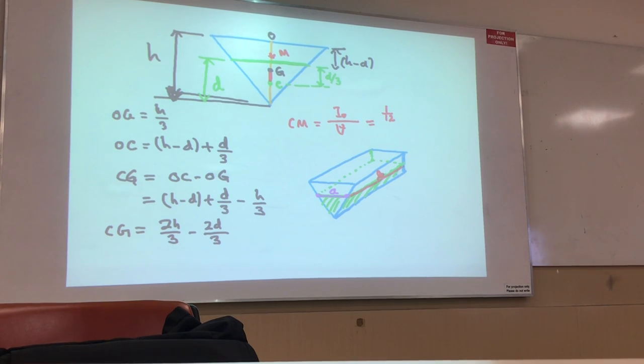I naught is 1/12 B A cubed. This is B, right? A cubed. What is the volume of displaced water? So this volume I can write as the area of the triangle, 1/2 A times B, right? The distance from here to here is B, times from here to here is B.